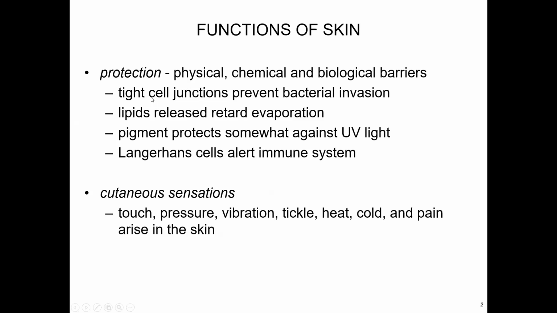In the epidermis, in between the epithelial cells, we see tight cell junctions. We also see desmosomes. Lipids are released from the accessory glands, mostly the sebaceous and the apocrine sweat glands. We'll talk a little bit here today about pigments, namely melanin, a little more than what we talked about in the lab. And we also mentioned Langerhans cells, which are part of the outposts of our immune system and react to invaders that do penetrate the epidermis.